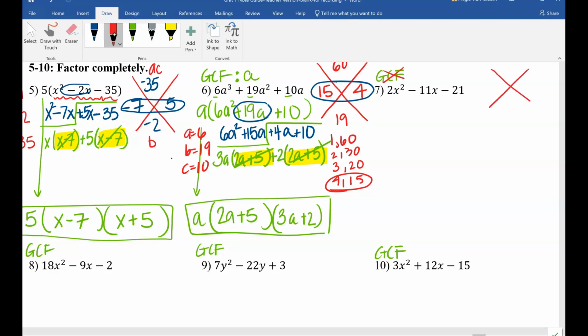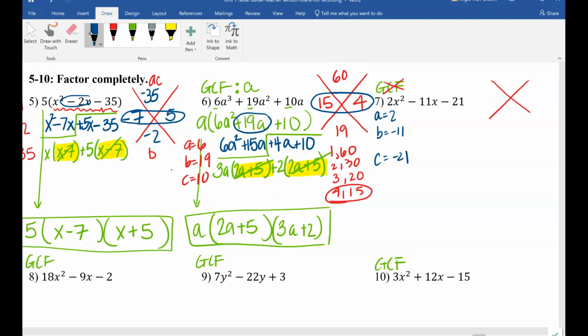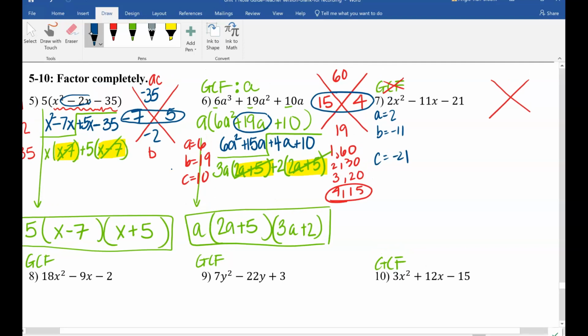Okay, so no GCF. Now, A, B, C, that's what we want to start listing. A is 2, B is negative 11, C is going to be negative 21. On top, we will multiply A times C. So 2 times negative 21 is negative 42. And the B value goes in the middle, which is negative 11.